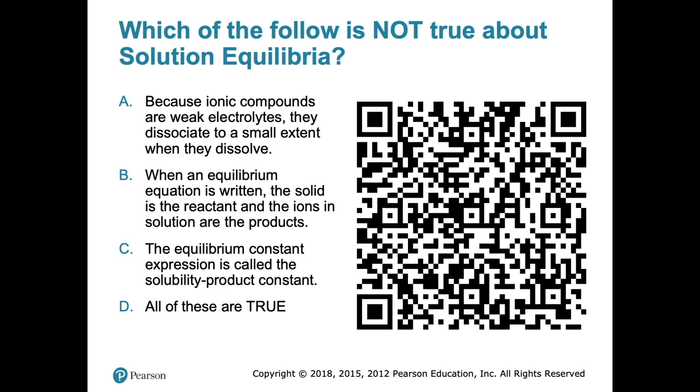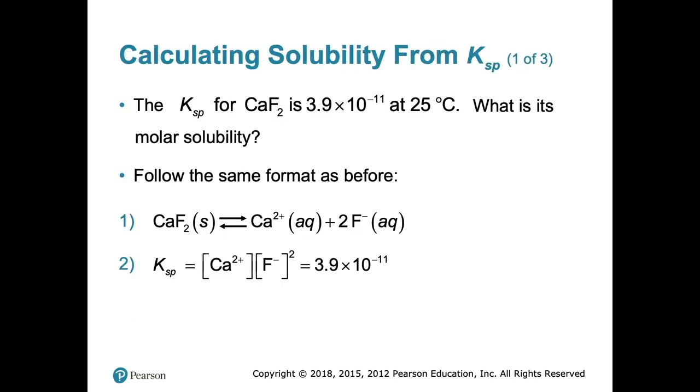All right, so anybody got any guesses? What's the answer to this one? It is A. In fact, it is A. Ionic compounds are definitely not weak electrolytes. What are they? Strong electrolytes. Good stuff. Okay, so here's an example of a question that I might ask you, right?